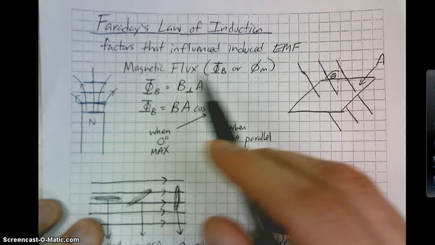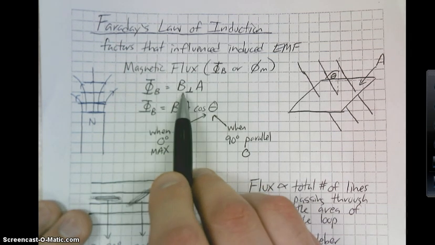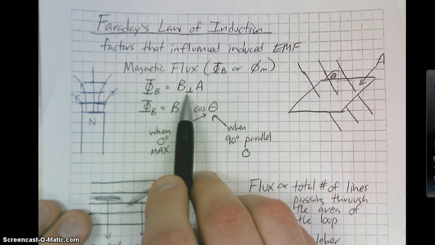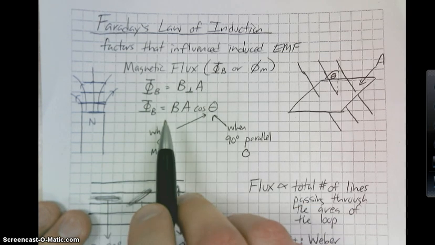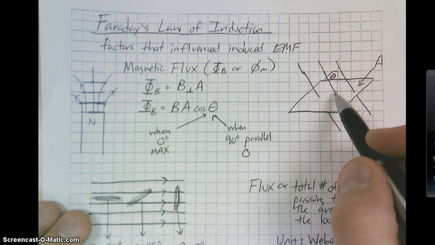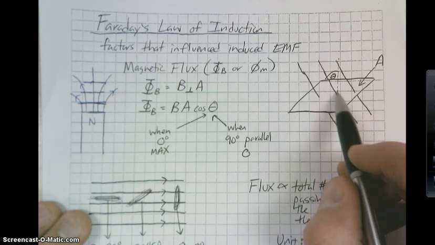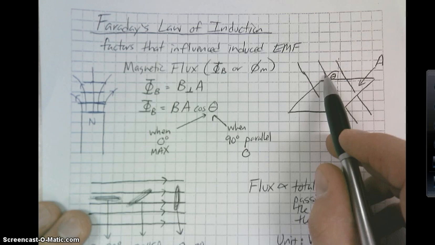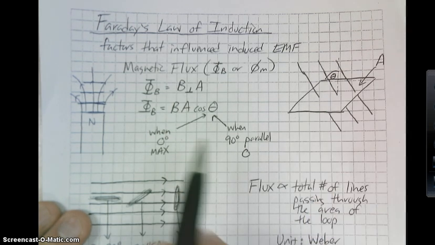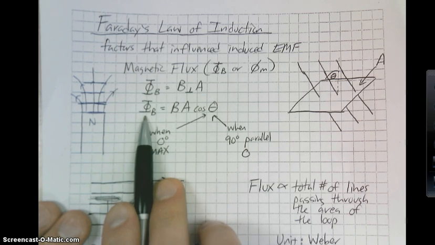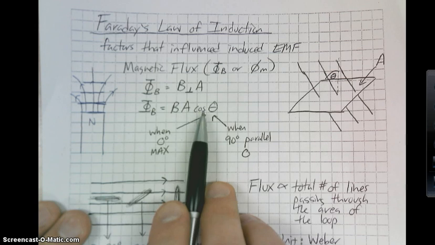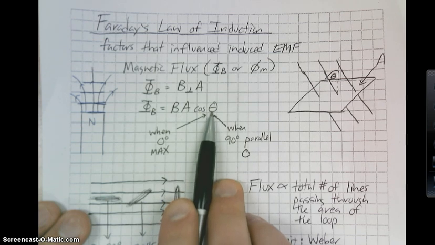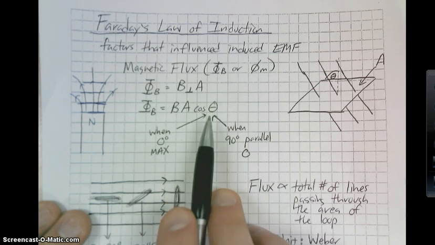Now we measure magnetic flux by asking what field lines are perpendicular to the area. But if those lines aren't perpendicular, if they're at an angle like this, then we always measure the angle from perpendicular. Now this can be a bit confusing. If you look at the equation here, the magnetic flux is equal to the magnetic field times the area, times the cosine of theta. Now, this is where it can be a bit tricky.